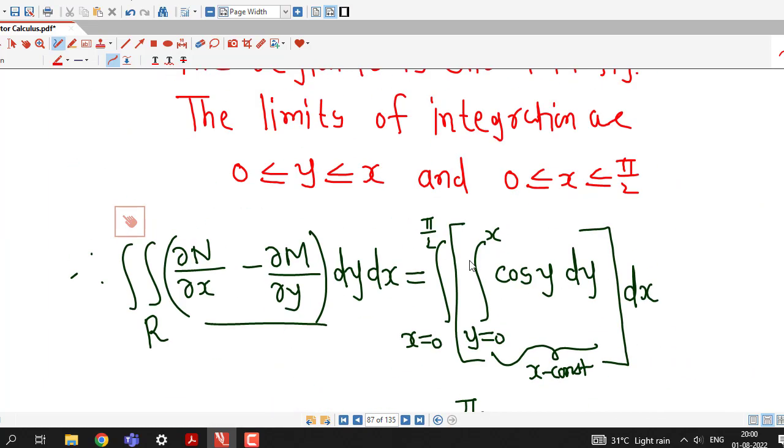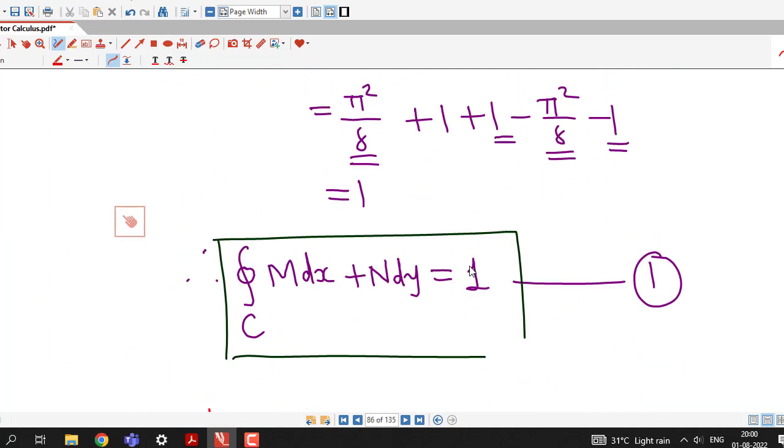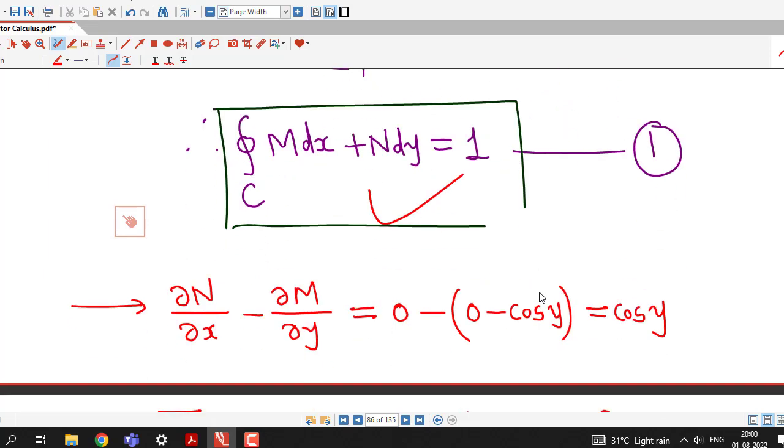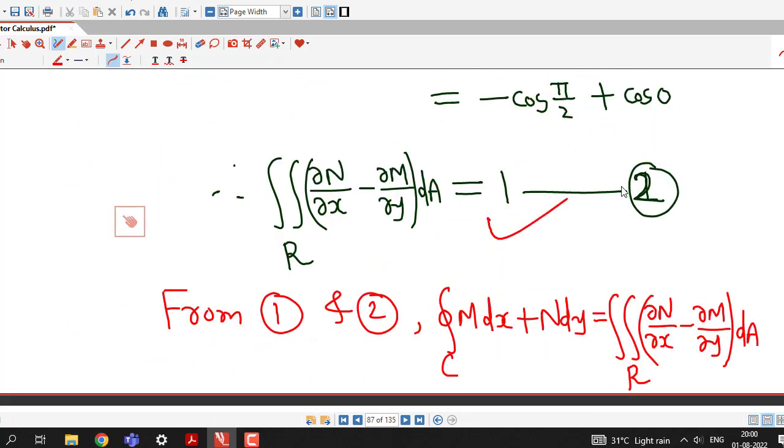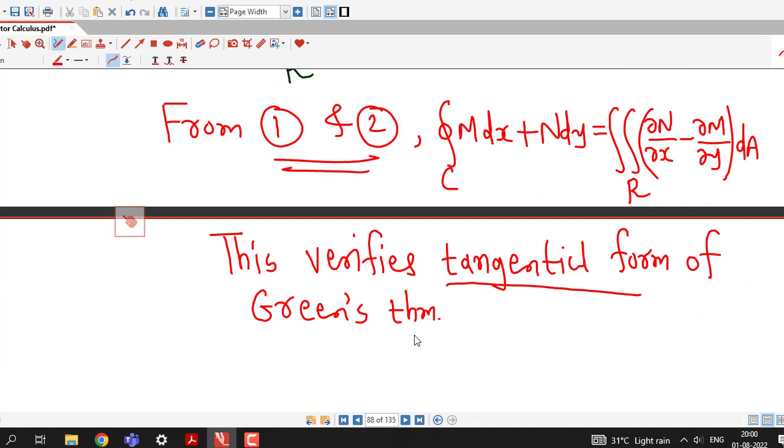But if they ask you to verify Green's theorem, you should compute line integral as well as double integral and give this as number 2, give line integral answer as number 1, and then you should write that from 1 and 2 these two are equal, therefore Green's theorem is verified.